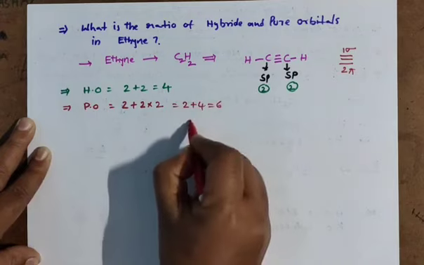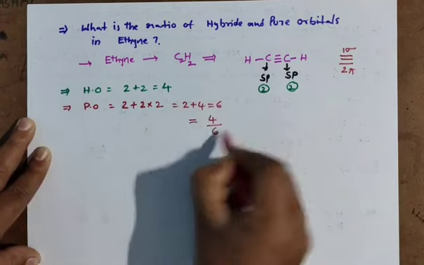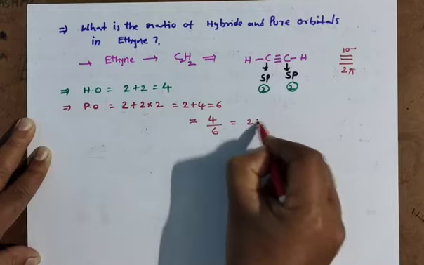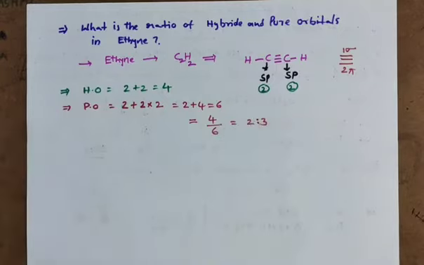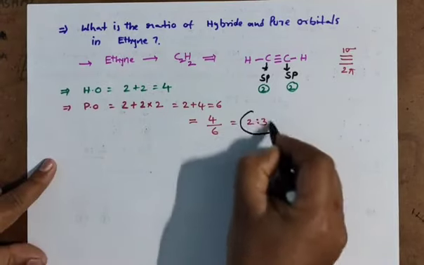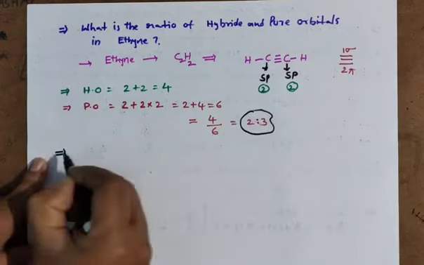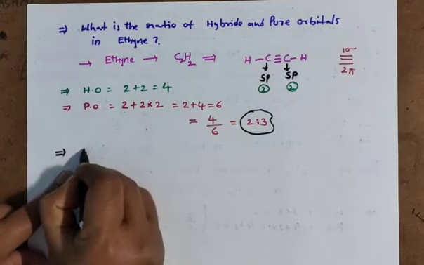Now the ratio: hybrid orbitals are 4 and pure orbitals are 6, so it is a 2:3 ratio. So in ethyne, the ratio of hybrid and pure orbitals is 2:3. And now I am giving one more question.